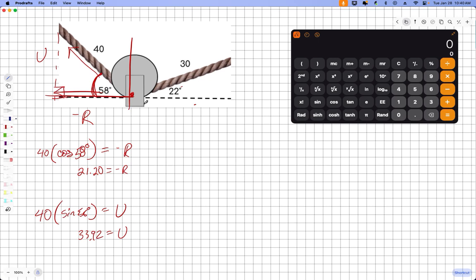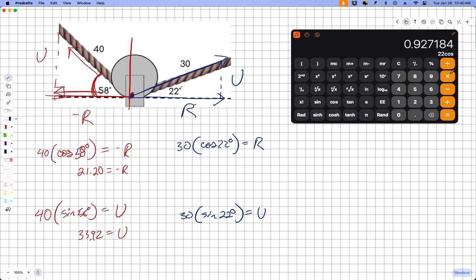So you've got to think about its direction from the origin. This is the origin. It's going to the right, so it's going to be a positive r. And it's going up, so that's going to be a positive u. So we have the magnitude 30, the hypotenuse of our right triangle, times the cosine of 22 degrees is going to equal a positive r. And 30 times the sine of 22 degrees is going to be a positive u. So now we just have to do those calculations.